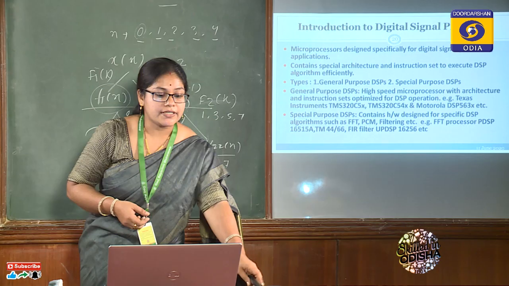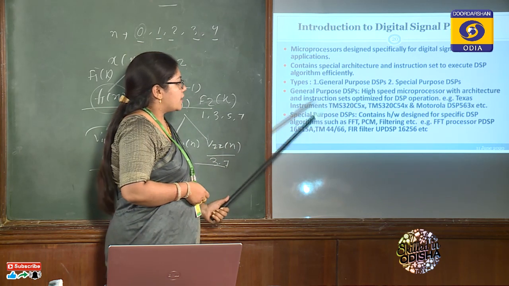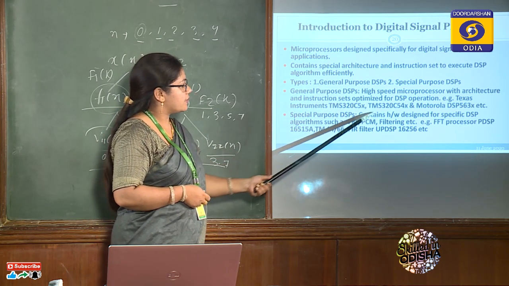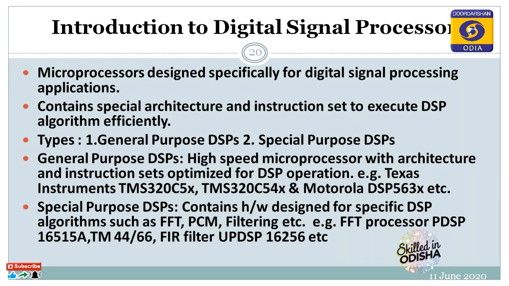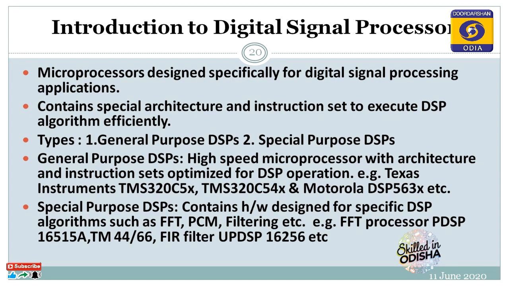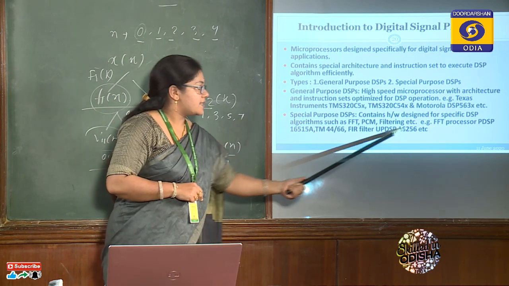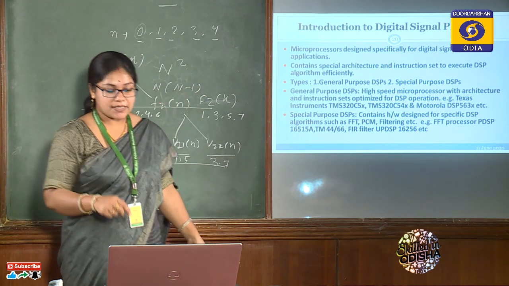I have given some examples of general purpose DSPs. These are high speed microprocessors with architecture and instruction set optimized for DSP operations. Texas also gives signal processors, and Motorola also provides them. Special purpose means only specific DSP operations, such as FFT, pulse code modulation, and filtering. FFT processors include the TM type, TM66 is another type, and the UPD is another type. So these are special purpose DSPs.